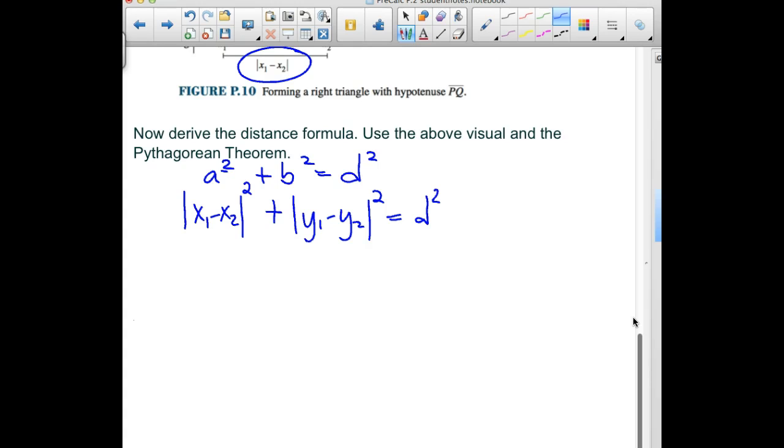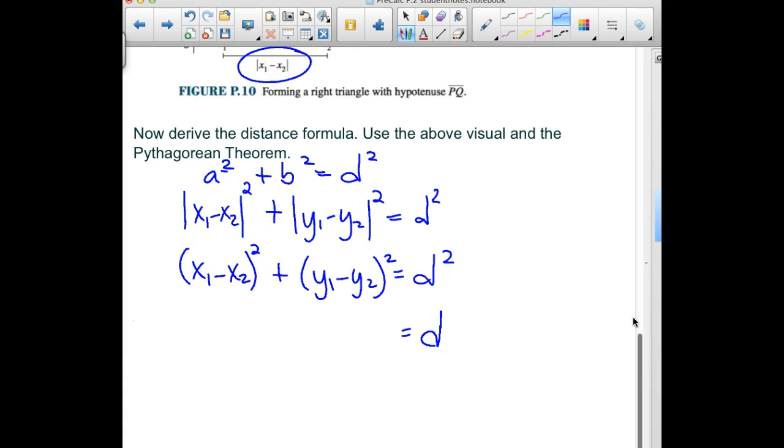All right, simplifying. When you square something, it always ends up being a positive answer. So in this case, the absolute value bars don't have to be there. We could put it back in parentheses like we're used to because squaring it's still going to make it positive. Same with this one. And then instead of having D squared, if we just want to know that distance D, we can square root both sides. And this should look familiar. This is our basic distance formula that you've used for several years now.